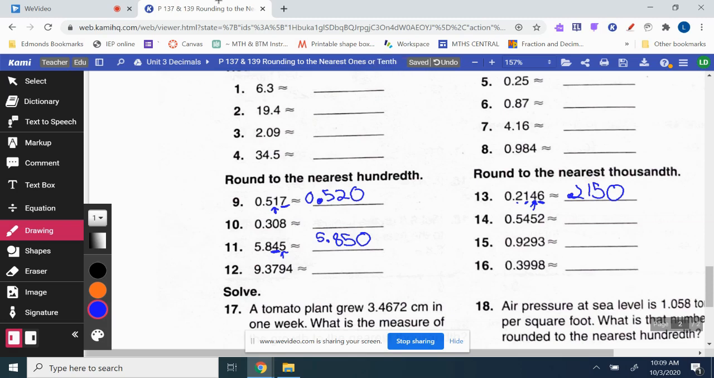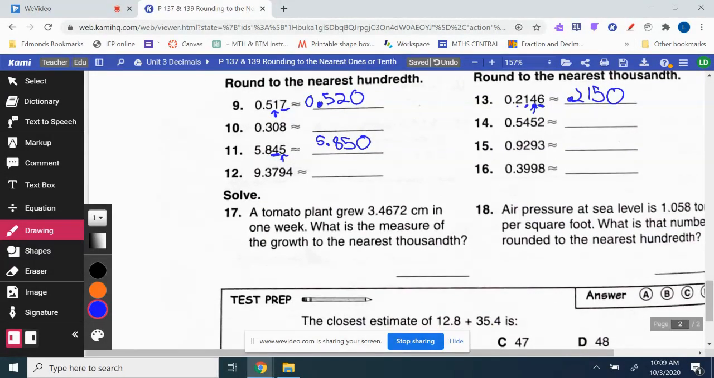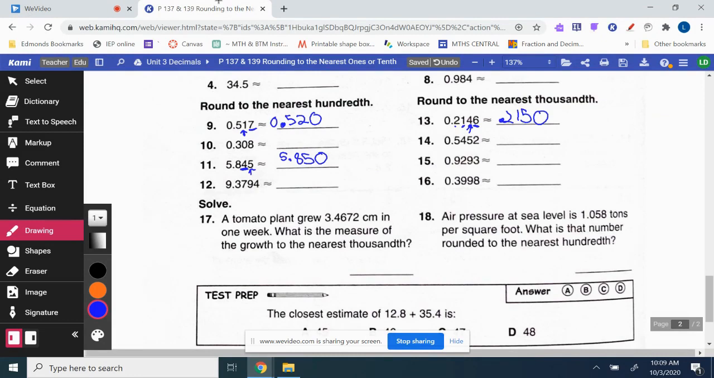Go ahead and try the evens out on those. And then number 18, they just want you to round to the nearest hundredth. So give that a try.